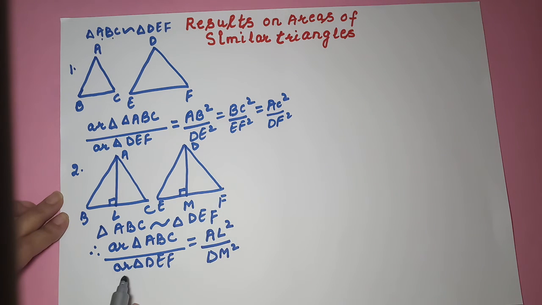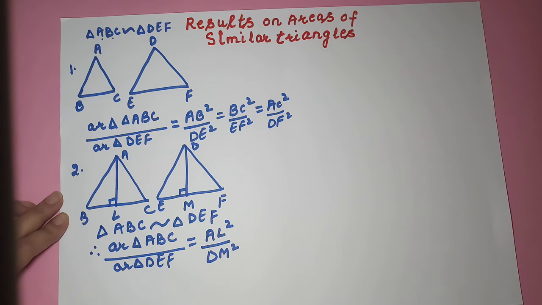Sometimes students make mistakes. They take here triangle ABC and by mistake write the altitude of this triangle. So this theorem says the corresponding altitudes, right? I'll repeat the theorem. The areas of two similar triangles are proportional to the squares of their corresponding altitudes, right?